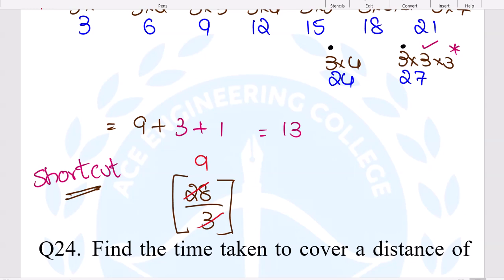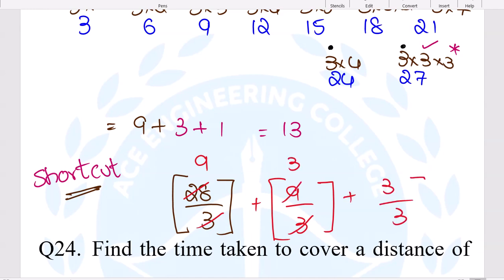Then take that previous 9, divide by 3. What is 9 divided by 3? 3, integer part 3. Then take that 3, divide by 3. What is that? 1. Can you divide 1 by 3? Stop. What is 9 plus 3 plus 1? This is the shortcut.